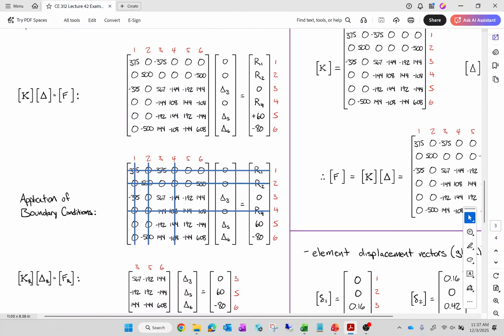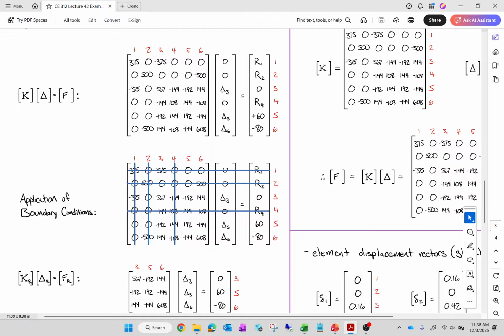Okay? So this is the system that we have as a whole. We knock out the rows and columns associated with the boundary conditions. That's 1, 2, and 4. This is the same thing we did with bar elements. No difference. Same idea, right?